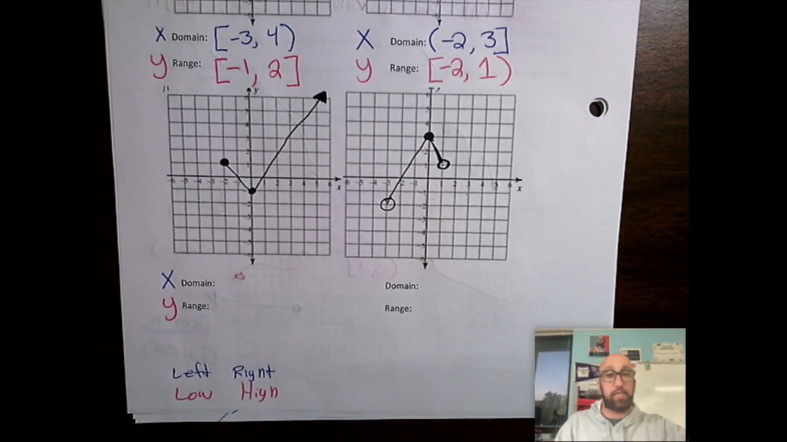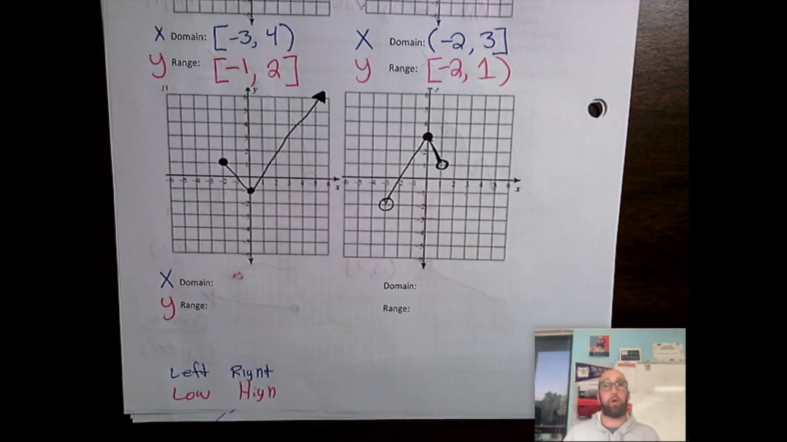So hopefully you still have some Post-its. If you don't, there's Post-its all around my room. Just ask the sub, you can get some. So we're going to try and identify the domain and range of these last two graphs that I left, and then we'll go from there.